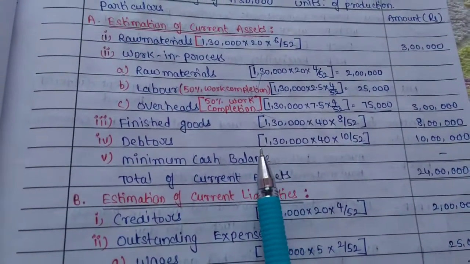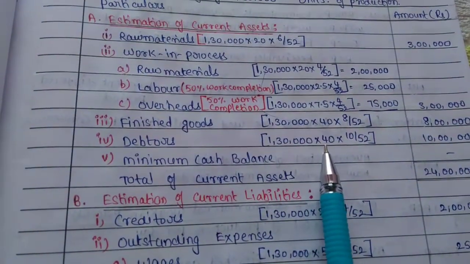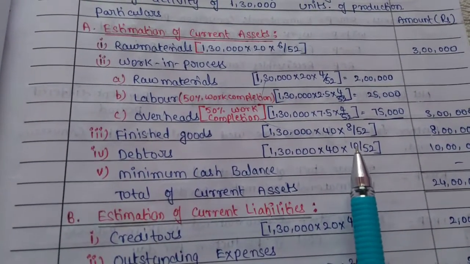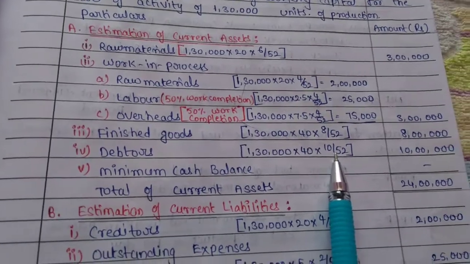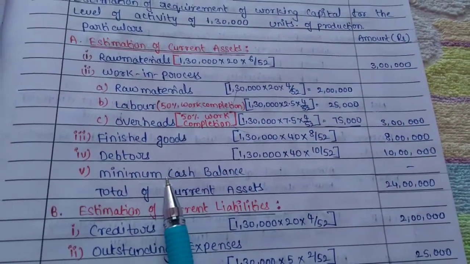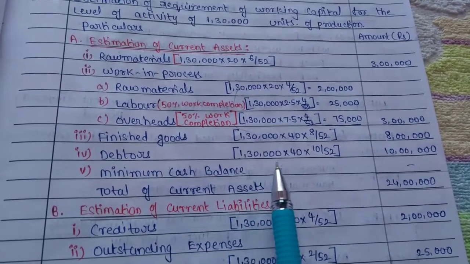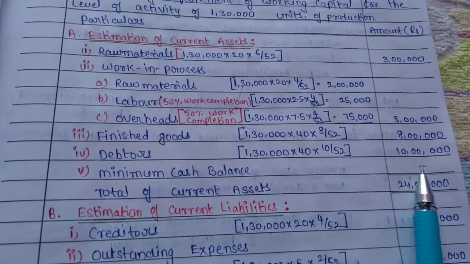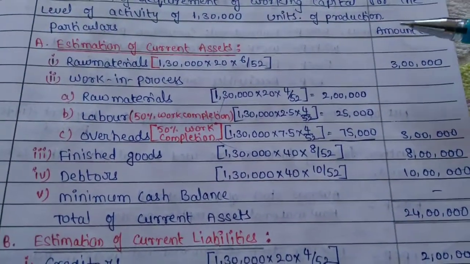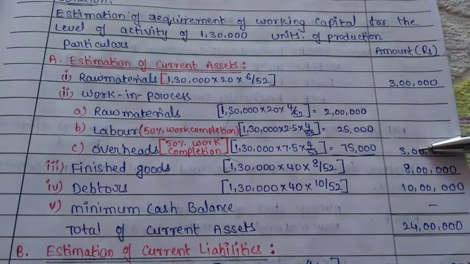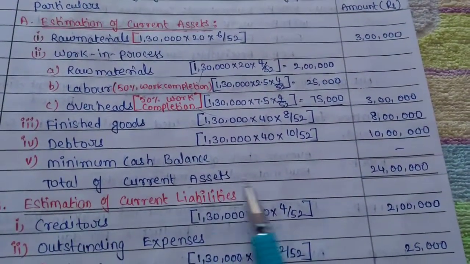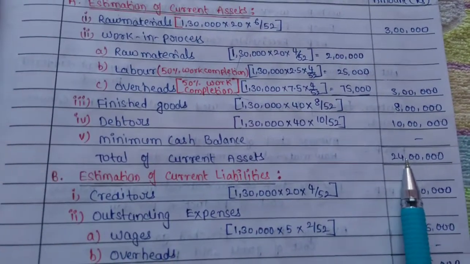So that is why 1,30,000 into total cost of 40 rupees into average holding period of 10 divided by 52, that is equal to 10 lakhs. In the given problem, minimum cash balance was not mentioned, so it is taken as nil. Now make the total for current assets, that is 3 lakhs, 3 lakhs, 8 lakhs, 10 lakhs. Now the total of current assets is equal to 24 lakhs.